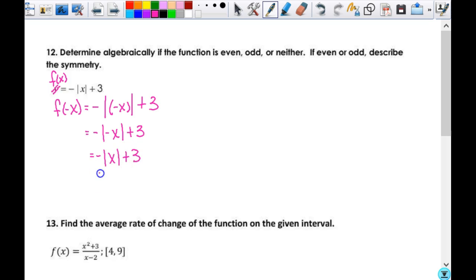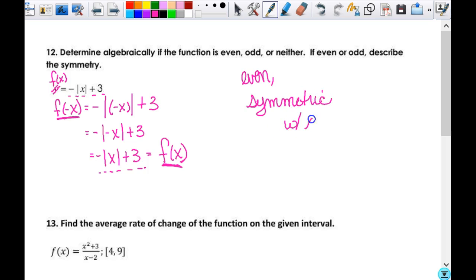Now that I have simplified it, this looks the same as this does right here, which means this equals f of x. I have to make that statement also, because you're saying f of negative x equals f of x through this trail of your process. Since that happens, that means that it is even and it is symmetric with respect to the y-axis, since it is even. Okay? There you go.